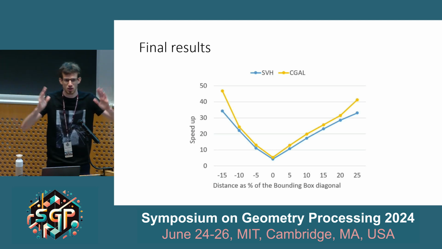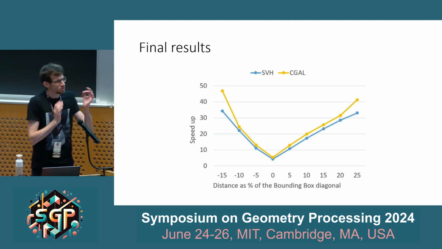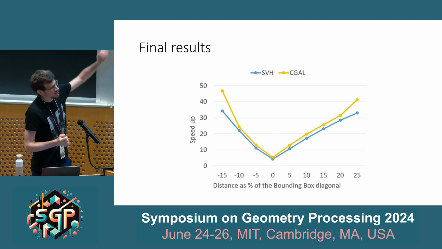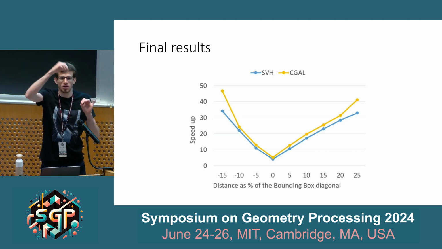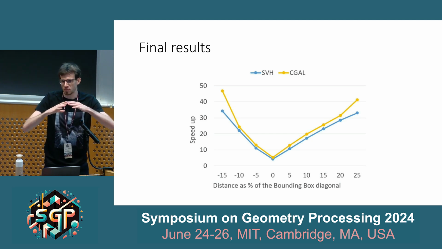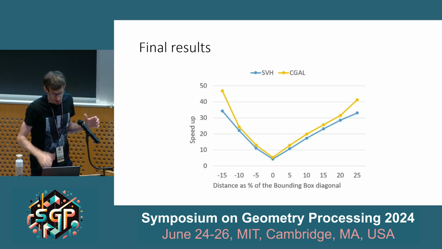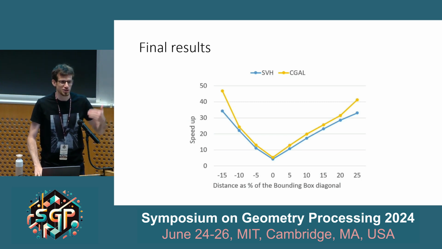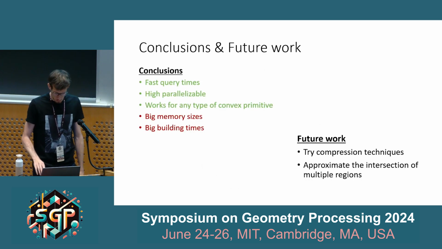Finally, here you have an interesting plot where we see the speedups that we get at different distances to the surface. As you can see, volume hierarchies are more efficient near the surface because basically they don't have to iterate the tree that much. And in our case, when we get further, we don't have this loss of performance.